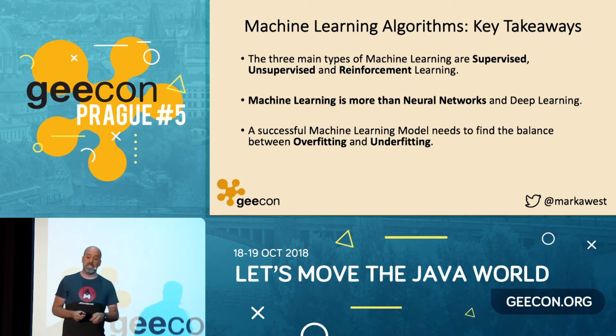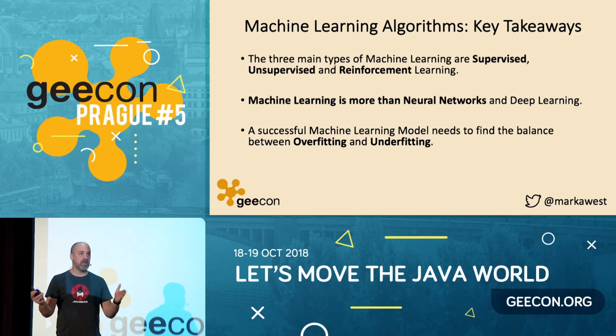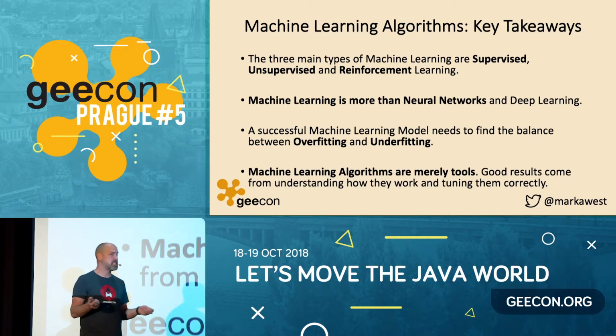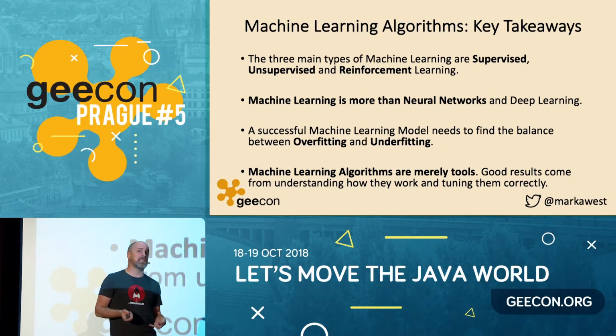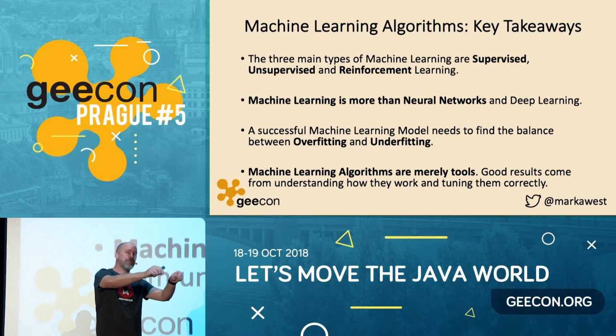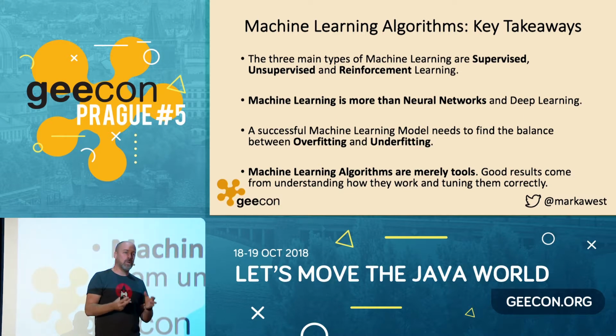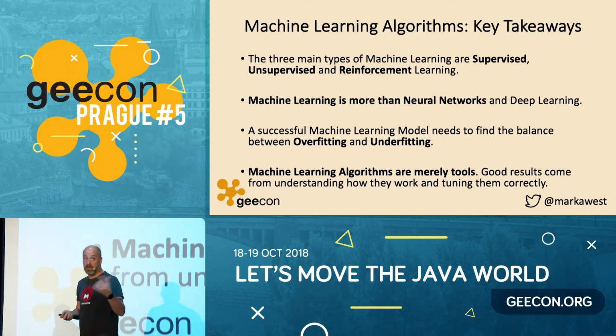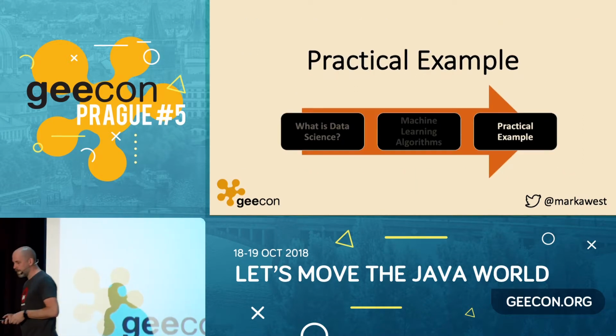A successful machine learning model needs to find the balance of generalization between underfitting and overfitting. And machine learning algorithms are just tools because they're already implemented. All you're going to be doing is feeding your data into them and twisting the knobs of the algorithms. So the good results will come from understanding your data and understanding how your algorithm works. And that's where the maths and statistics comes in.